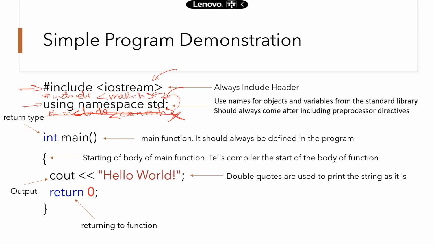Then we are going to write down the function name, which is the main function. This is the heart of your program. This is where everything actually works. For the time being, just understand that. If you're working in object-oriented programming or whatever, the main function is a must. It has to be there in your C++ program.